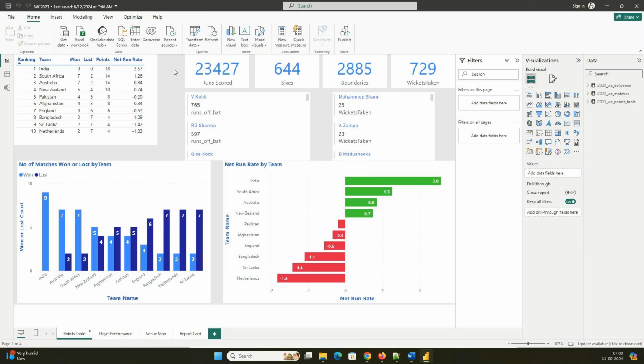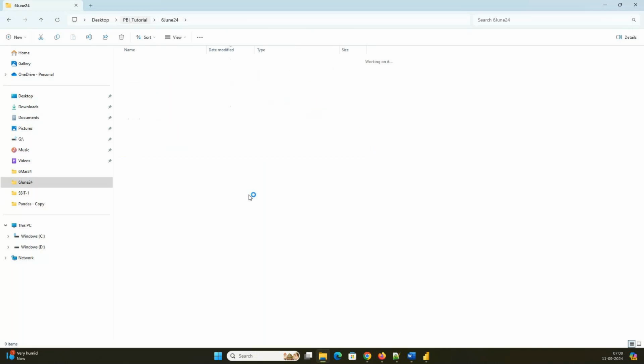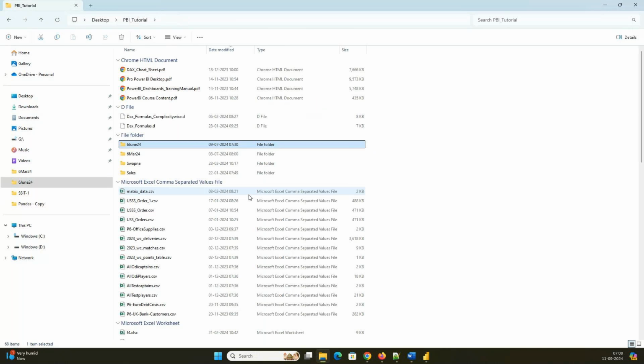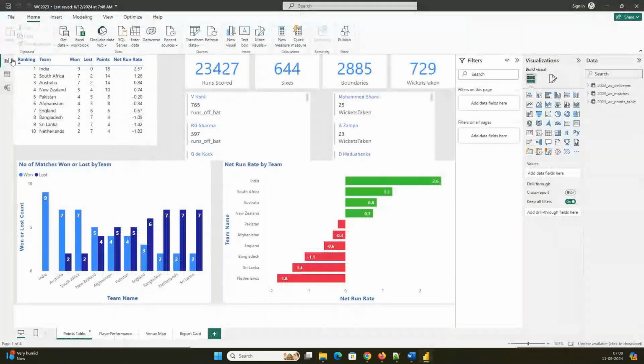Now the first data set is the recent World Cup data that I have taken out from 2023, and I've built a report wherein Virat Kohli was the top scorer in that tournament. All this data was coming through multiple files. If you see here in Power BI, I'm just giving a demo. It will be taught in detail.